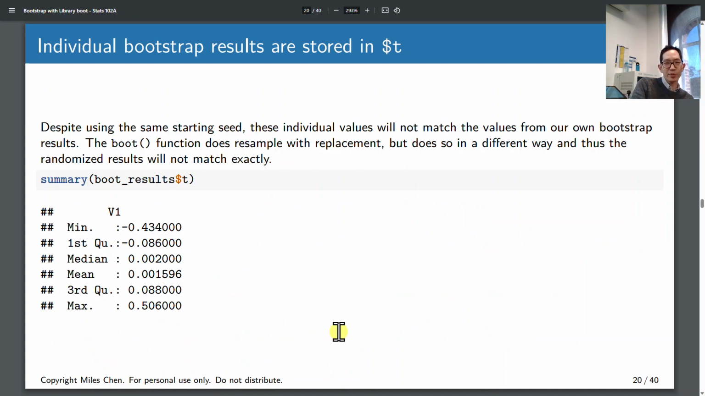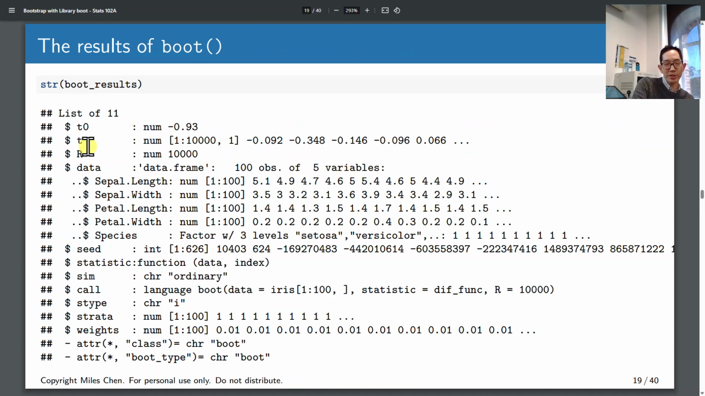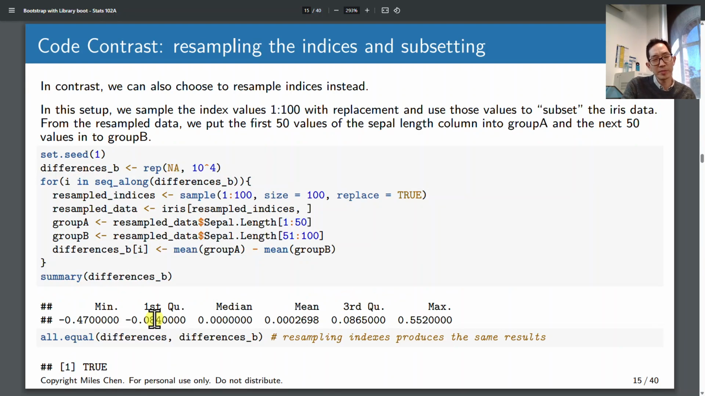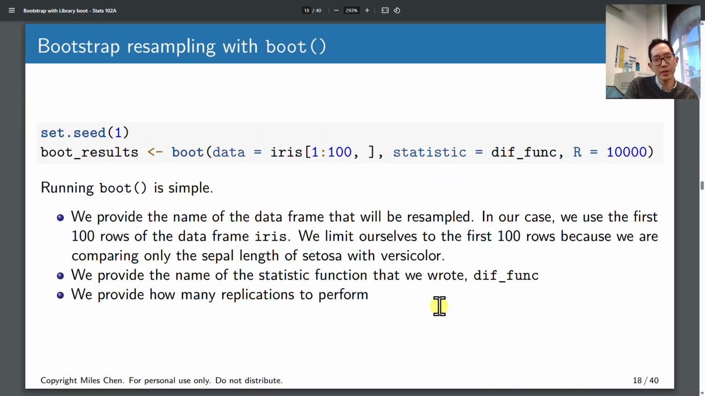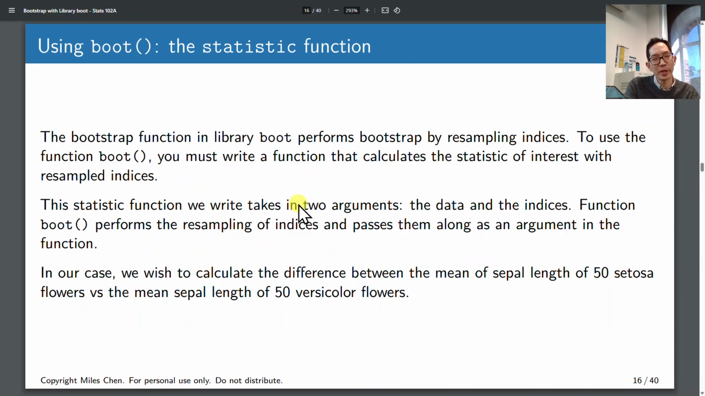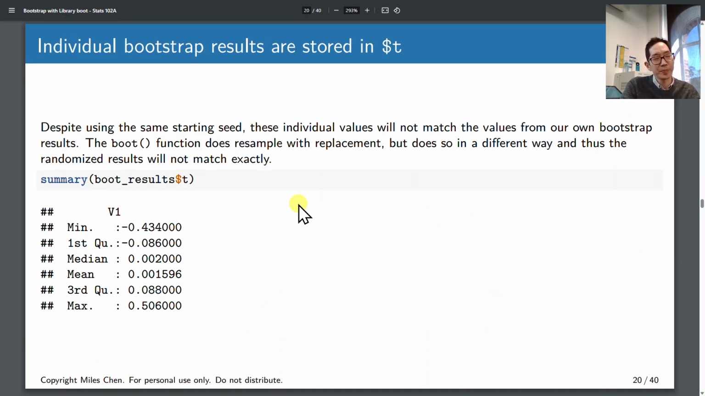The individual bootstrap results are stored in this vector $t. I can ask about the summary values there. And it says your minimum is negative 0.434 and your maximum difference that we observed was 0.506, which is slightly different from our values. And even though I set the seed over here, the way it performs the resampling of indexes isn't exactly the same as our manual code, but that's fine. This is the results of the bootstrap.